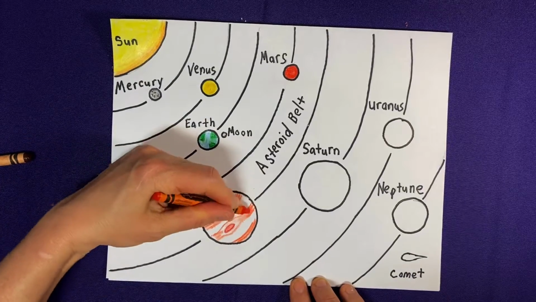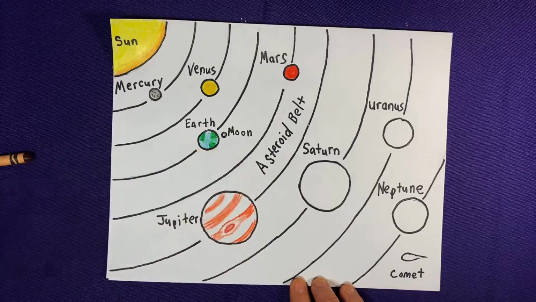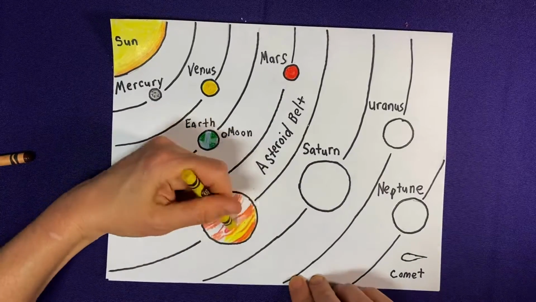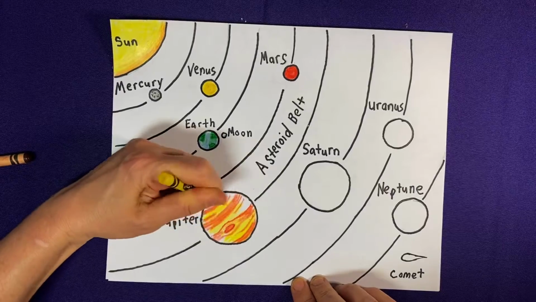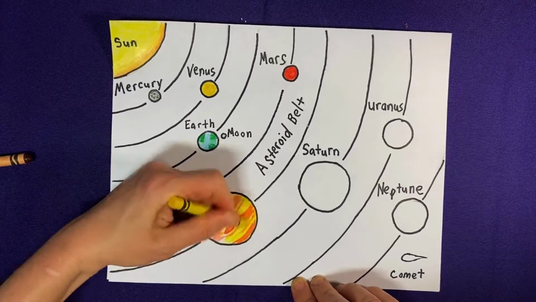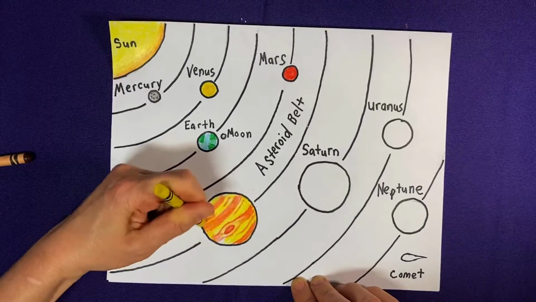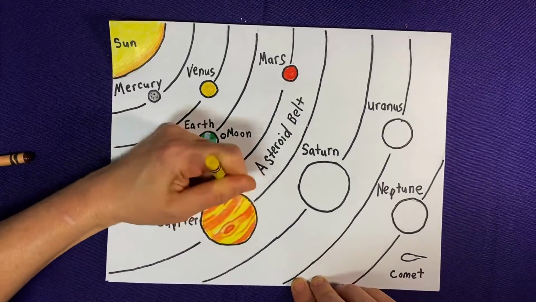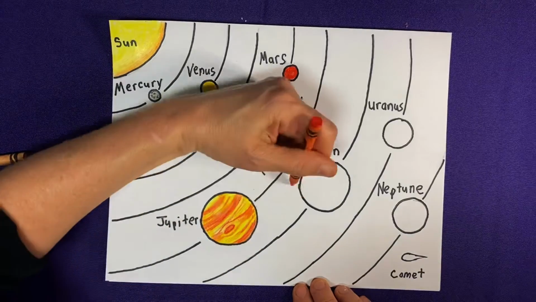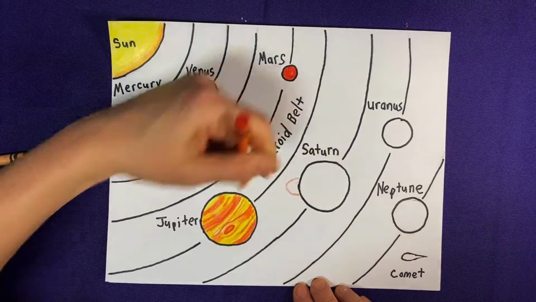After you make your orange stripes, fill in the rest with yellow to cover up the white areas. Jupiter is so big that you could fit Earth inside of Jupiter 1,300 times. That's huge. The second largest planet in our solar system is Saturn.